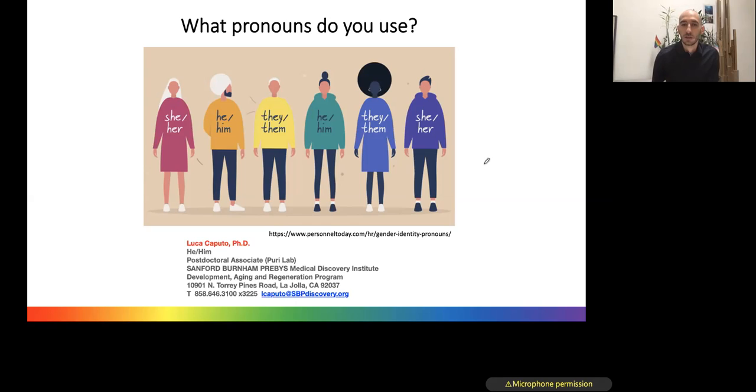And how can you normalize pronoun use in academic settings? It's extremely easy. Just put them in your email signature, add them at the beginning of your presentation in your introduction slide. You can add them in the Zoom feature. And whenever you don't know what pronouns to use with a person, because it's the first time that you've met them, just ask. The simple way is to ask, what pronouns do you use?